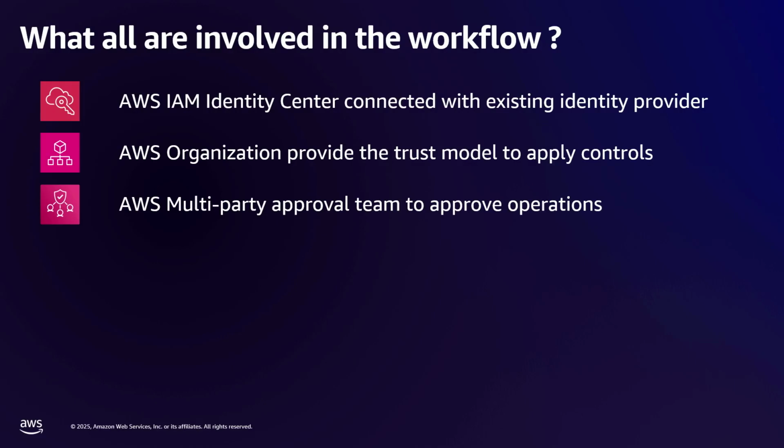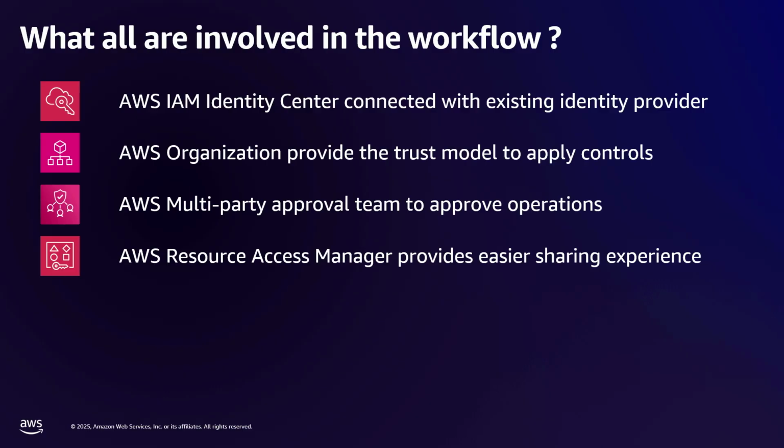So imagine a scenario: you created a multi-party approval team with 5 members, and you set your quorum limit to be 3. Then any privileged operation that is sent for approval to this multi-party approval team has to be approved by a minimum of 3 members, which is the quorum limit that we have set up earlier.